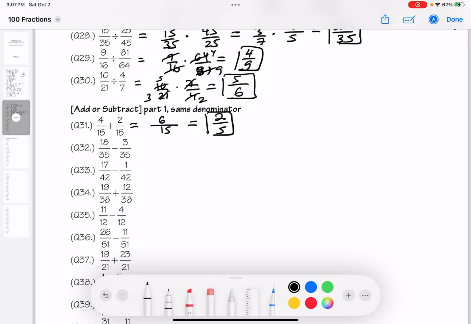Let's put this one down. This is going to be 15 over 35 because 18 minus 3 is 15. These are the same denominators. Divide through by 5, you get 3, and on bottom you get 7, 3 sevens.